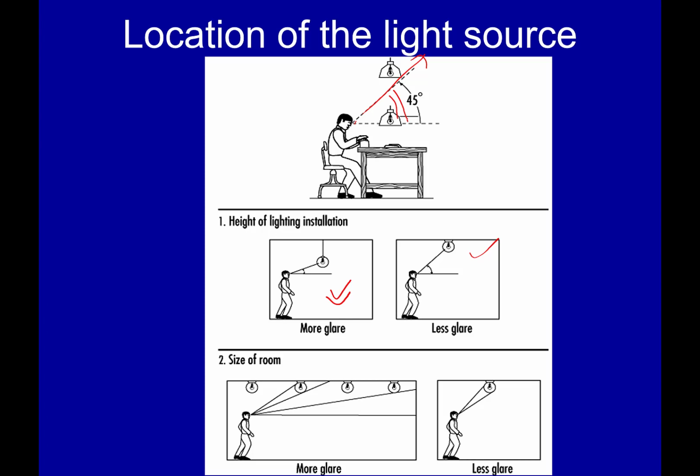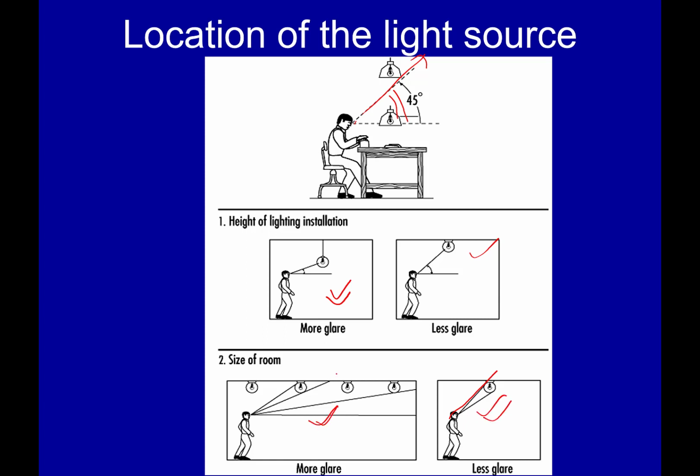A higher angle is better to reduce the glare. Similarly, depending upon the size of the room, whether the room is small or big, the light sources which are at lower angles will cause greater glare as compared to those which are located at a higher angle. So here, the higher angle will cause less glare as compared to this case.